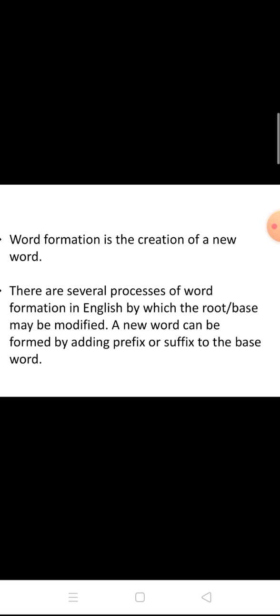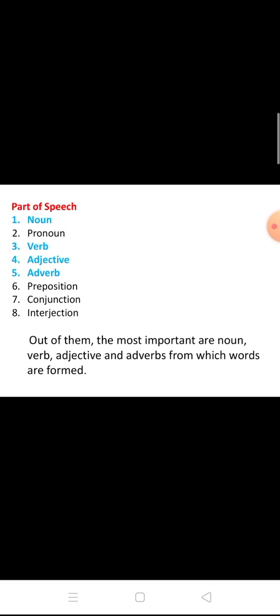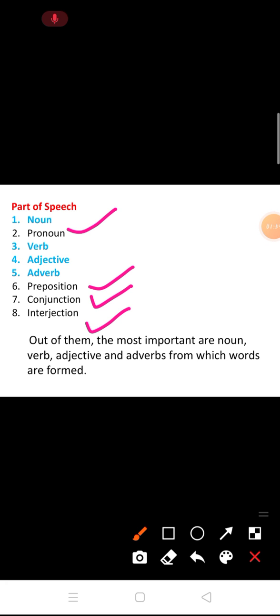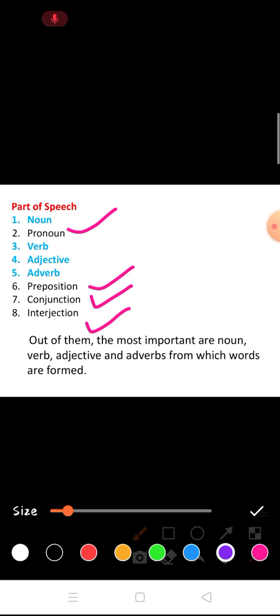Now, let us see through which parts of speech we are going to learn this word formation. We have 8 parts of speech, but only 4 parts of speech are there through which we can form words. Other than that, pronoun, preposition, conjunction and interjection, through them we cannot form a word because they are very limited and they are limited to a certain area. But with the help of noun, verb, adjective and adverb, we can form new words.